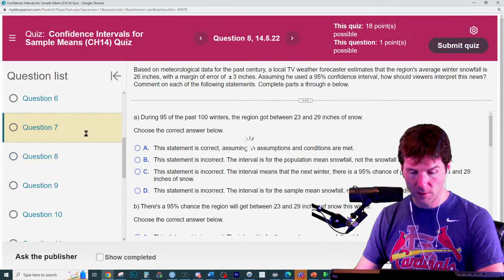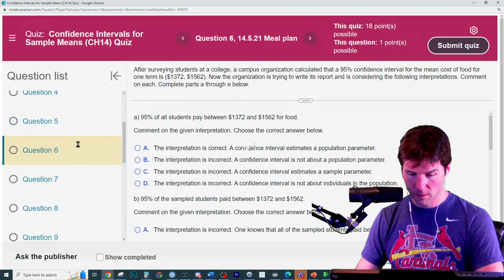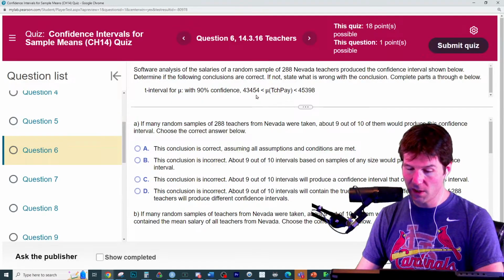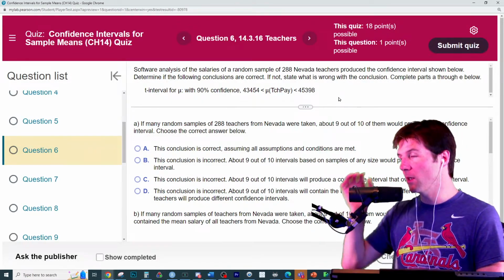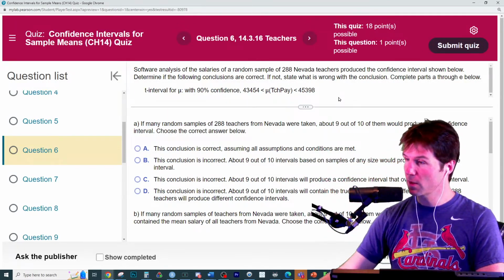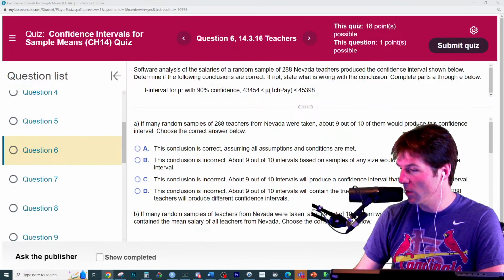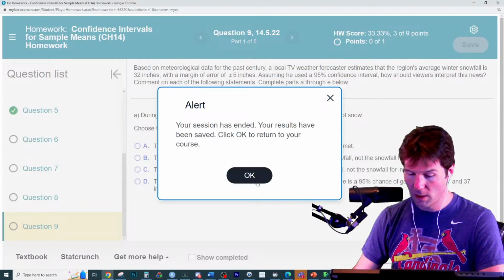Software analysis. Where is it? Aha. Oh, it gives the interval. It literally gives the interval. So they're trying to estimate the true mean of something right there. Looks like an interpretation question. Okay, software analysis. It's an interpretation one. So it's not a compute-the-answer one.